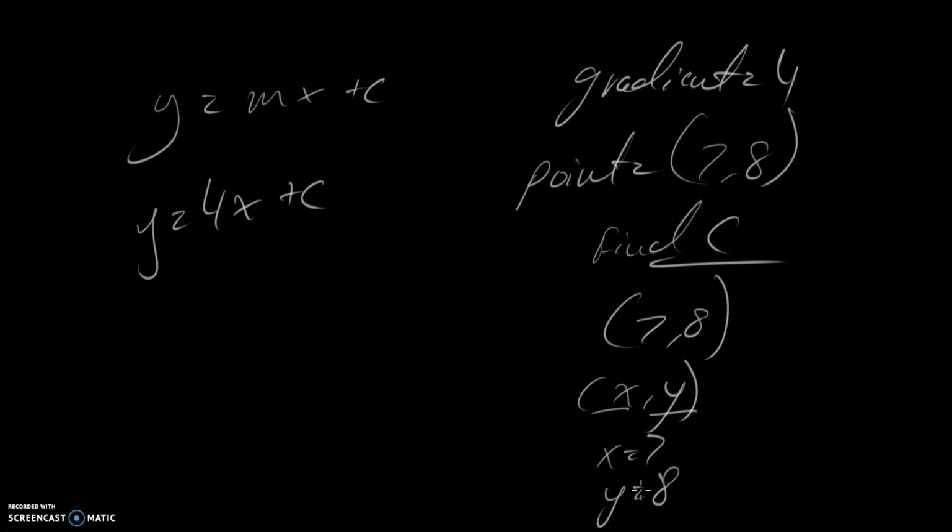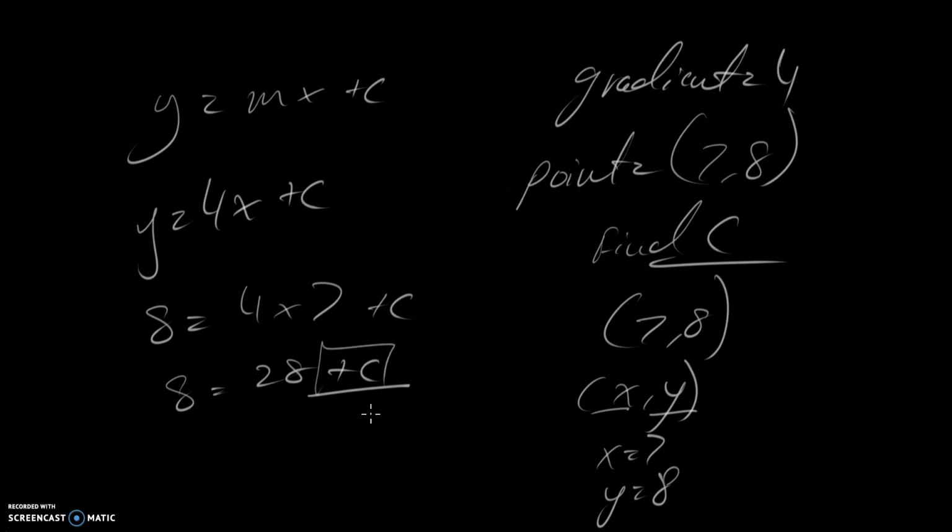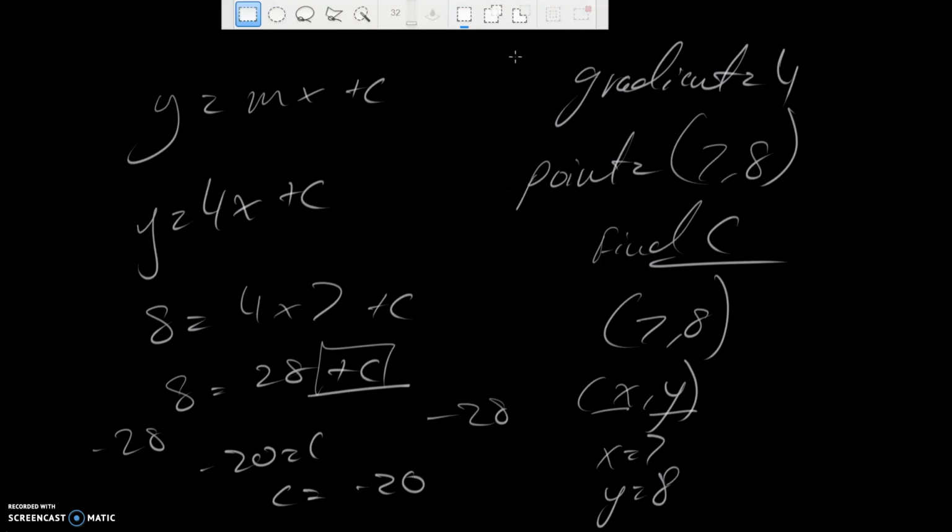So y is 8, so we substitute these values. Y is 8, x is 7, so we'd get 8 equal to, because we already have 4x, and 4x means 4 times x. So this would be 4 times 7 now, because we've substituted x with 7, and we get 4 times 7 plus c. So this would be 8 equal to 28 plus c. Now we just want c on its own. So we do minus 28 both sides, and we'll get minus 20 equals c, or c equals minus 20.